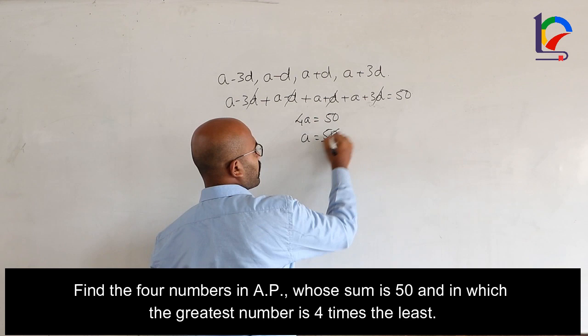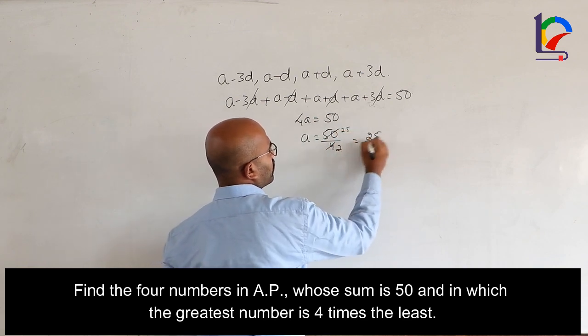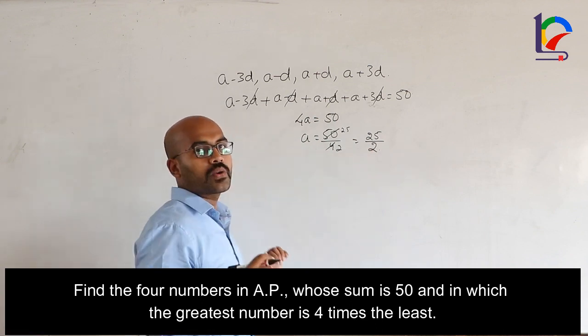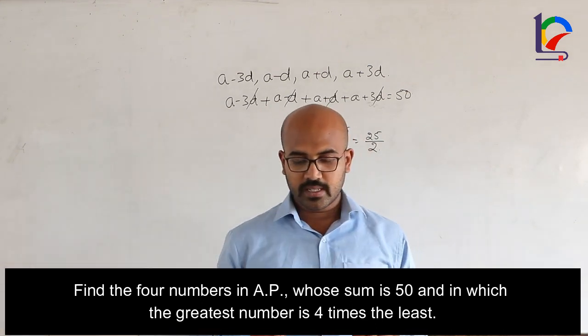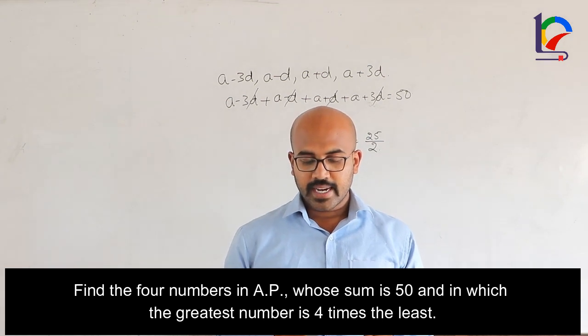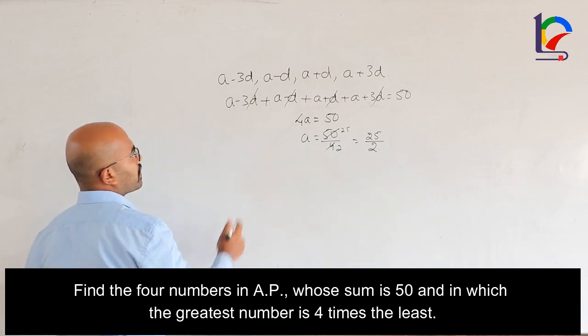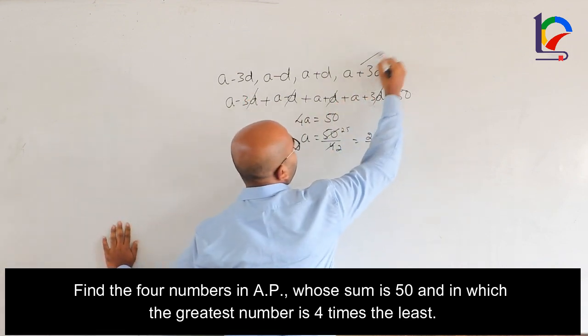If we simplify, we get 25 by 2. Next, they have given one more condition, where the greatest number is 4 times the least.